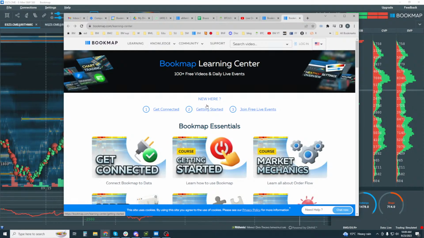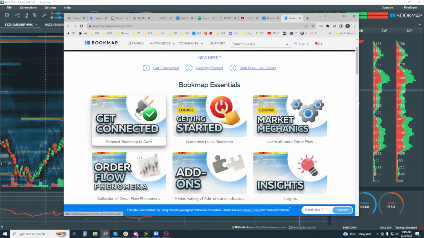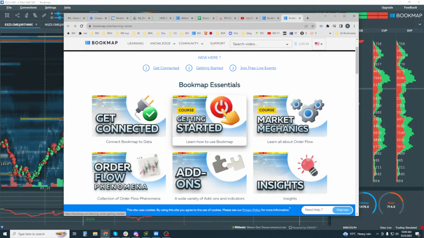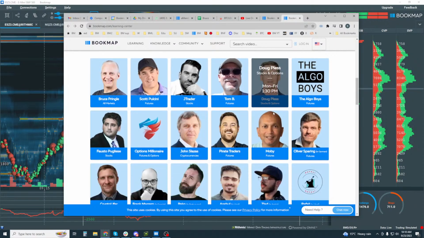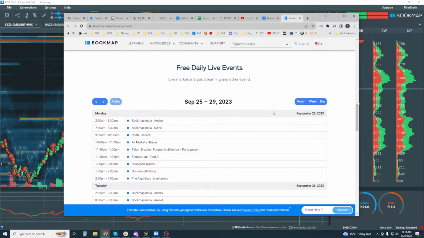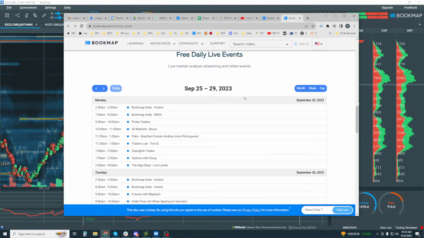In the Learning Center, there are courses, videos on getting connected, order flow phenomena, add-ons. We have 2 courses. We're going to add a 3rd shortly. Getting started with Bookmap covers all the basic functionality and how to use it and read it. We have a market mechanics course. And then you keep on scrolling down. We have all of our streamers in here daily or weekly. And then we have our events calendar here.